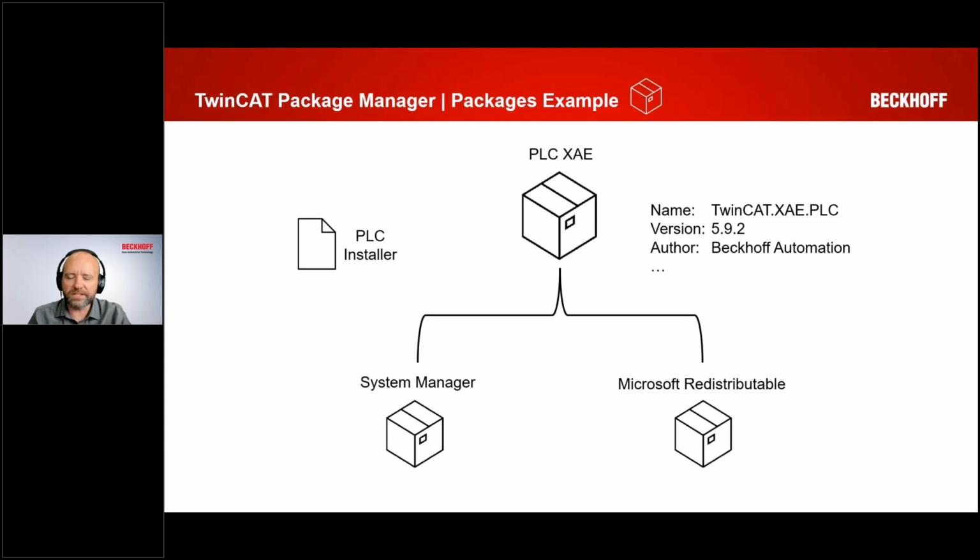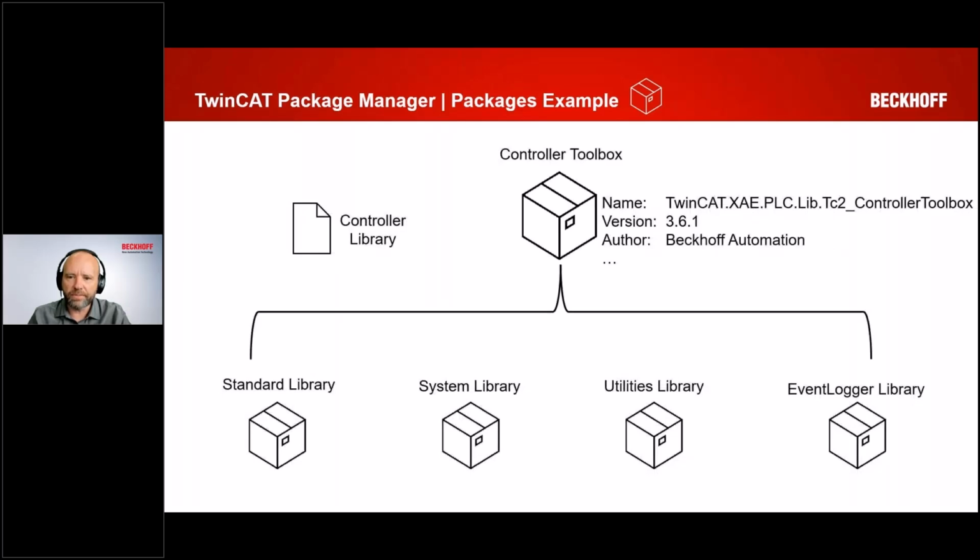Another example, sort of a different type of package, is our controller toolbox. So if you've used our PID control loop stuff, it comes in a library. That library is contained in the controller toolbox package. So the payload for that package, shown in the upper left, is the controller library. The metadata, a bit longer name, twincat.xae.plc.lib.tc2_controller toolbox. The version 3.6.1, author still Beckhoff. And this one actually has more dependencies. So this one requires that the standard library be installed, that the system library, that the utilities library, and that the event logger library all be installed. So those are two examples of two sort of types of packages that you may use.